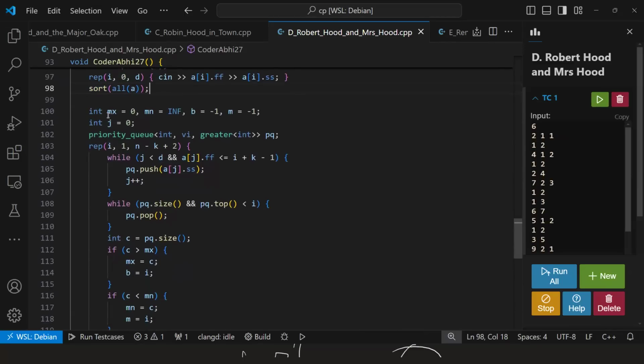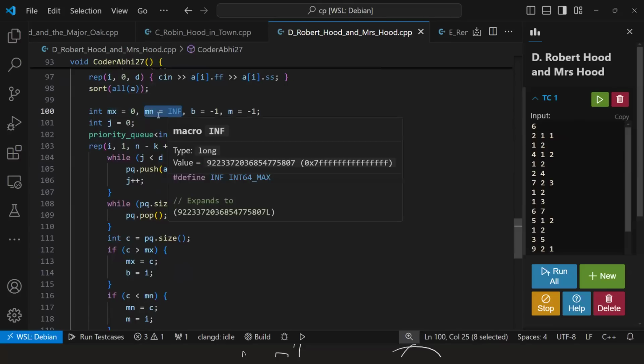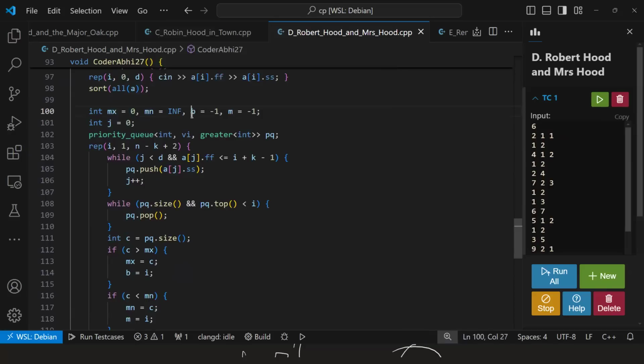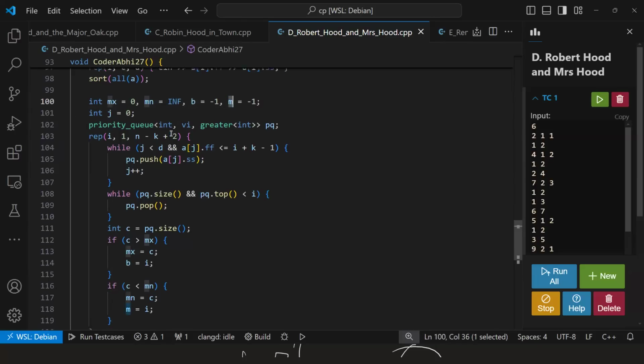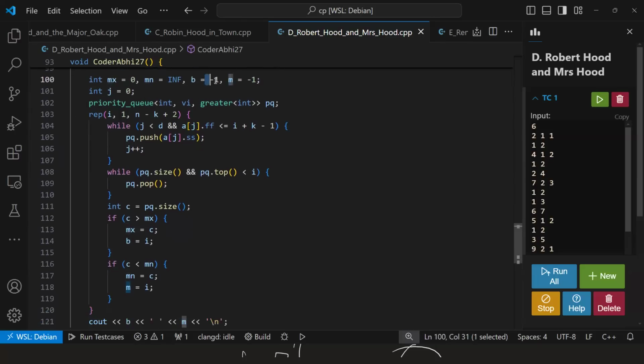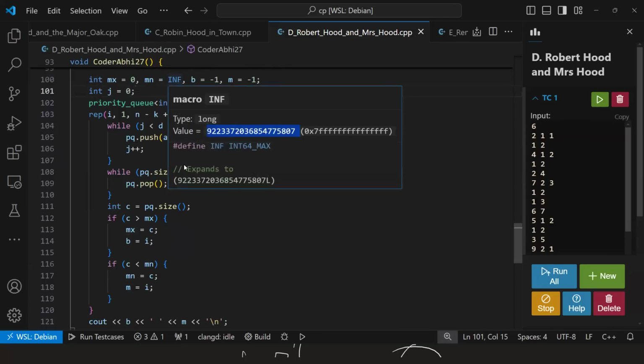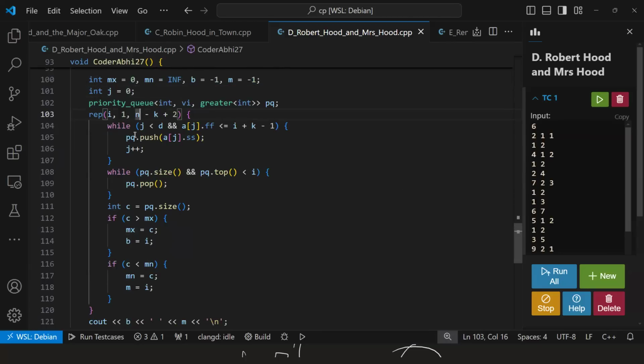After that, I've taken a variable to maintain the maximum size of my priority queue and minimum size of my priority queue, basically the maximum and minimum overlaps. And B stores the index of the maximum and M stores the index of the min. That would be my final answer, the indexes. Okay, so both I'm maintaining, initialized with -1, and max is initialized with 0, minimum initialized with infinity, a very big value, in 64 max activity.